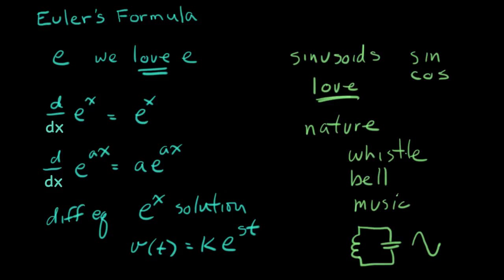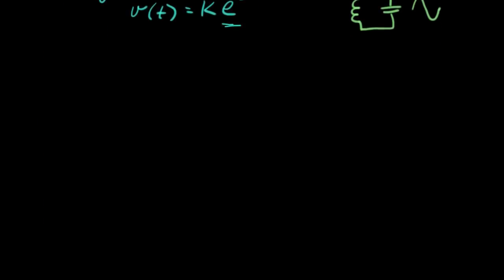So we have 2 things we love, and we want to relate these 2 things. And these are going to be related through Euler's formula. That's how we connect these 2 separate ideas. And let's go do that. So Euler's formula says that e to the jx equals cosine x plus j times sine x.